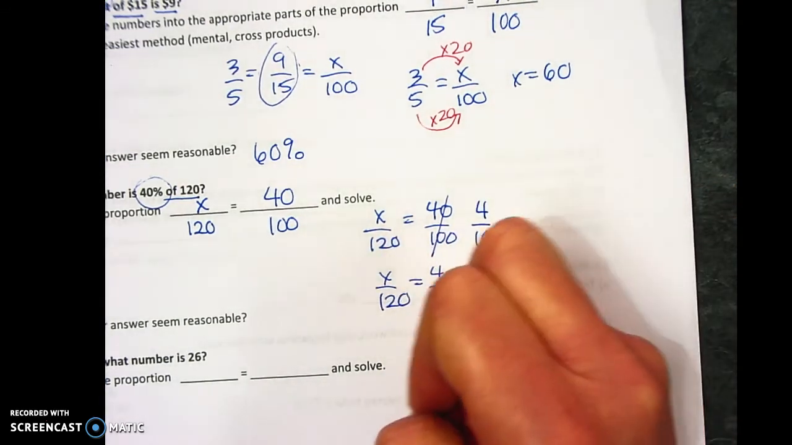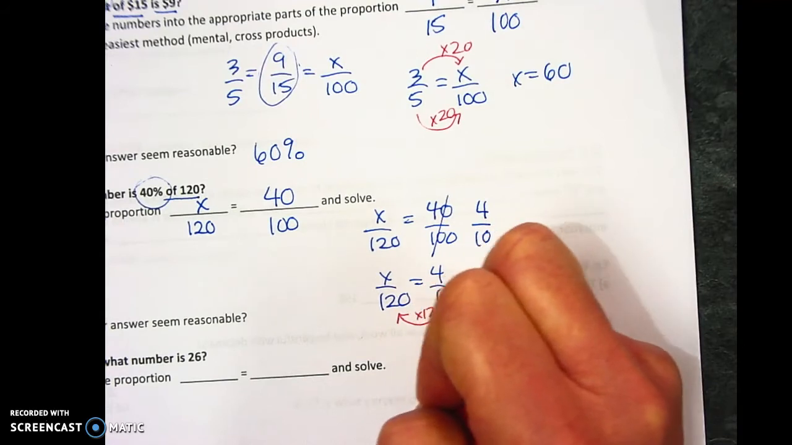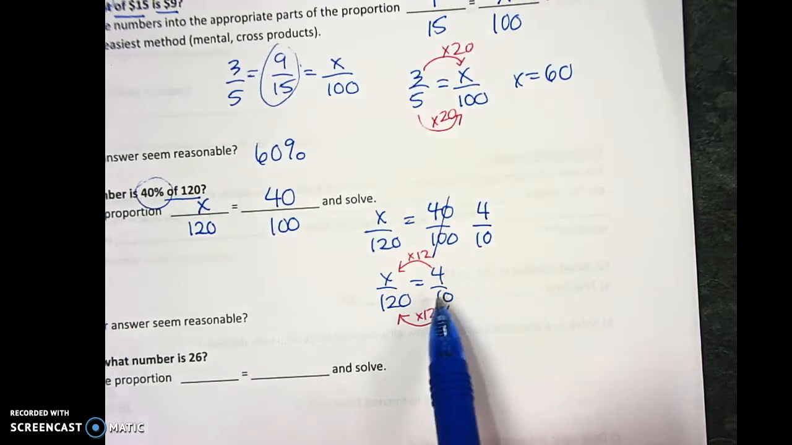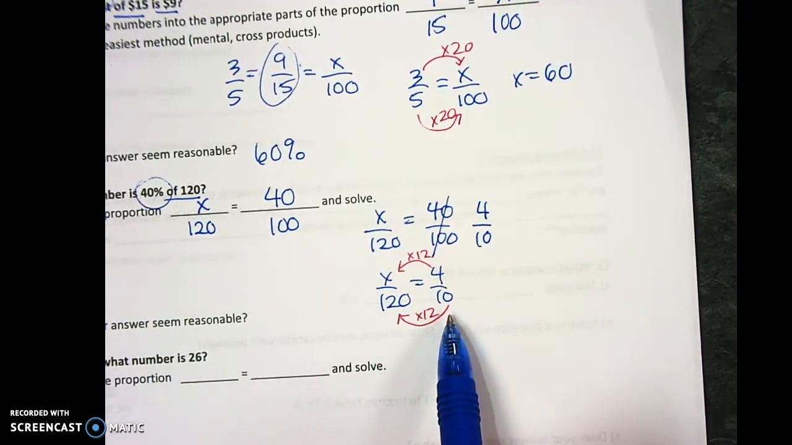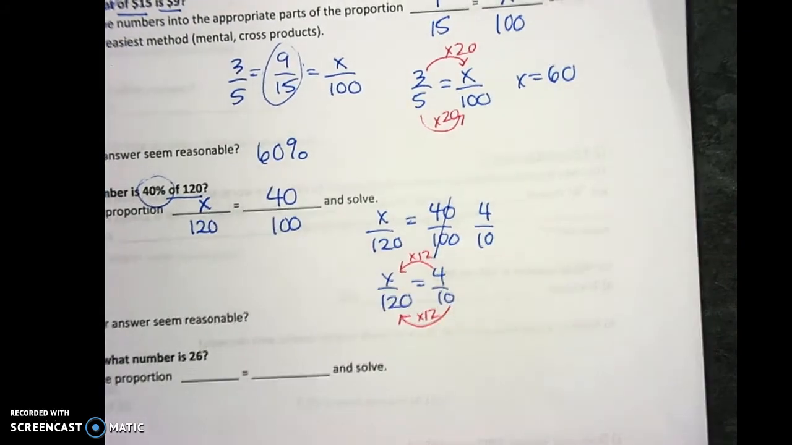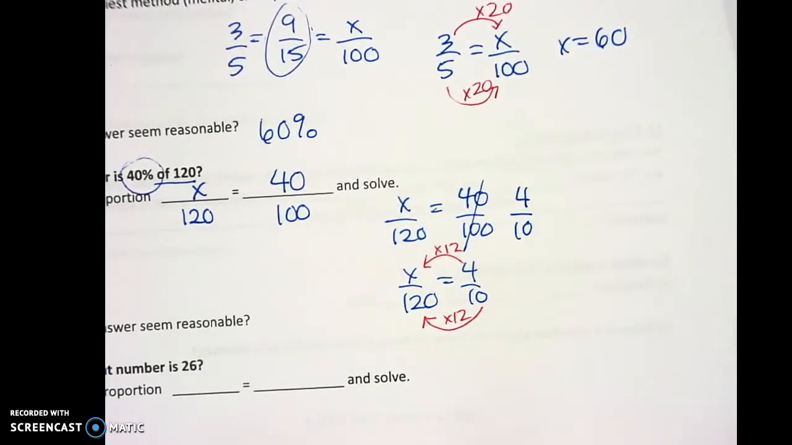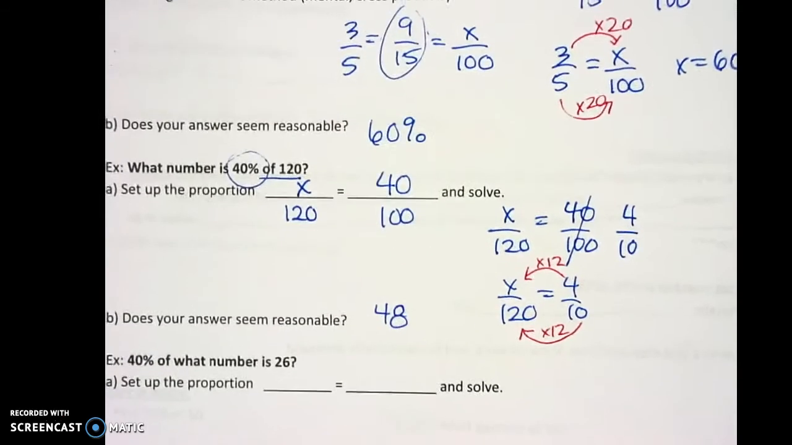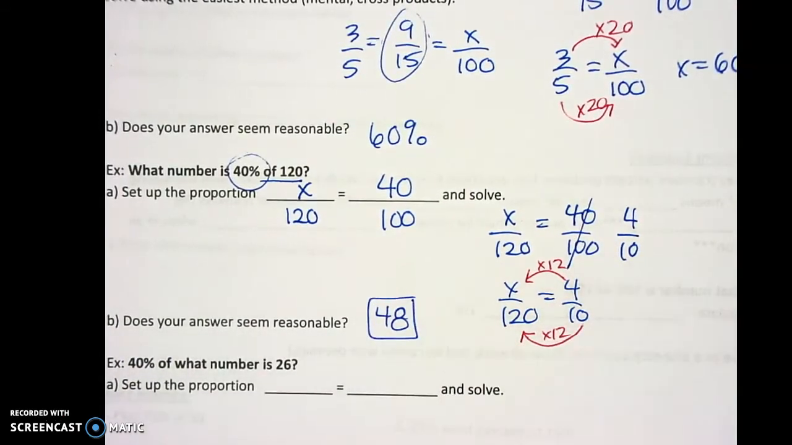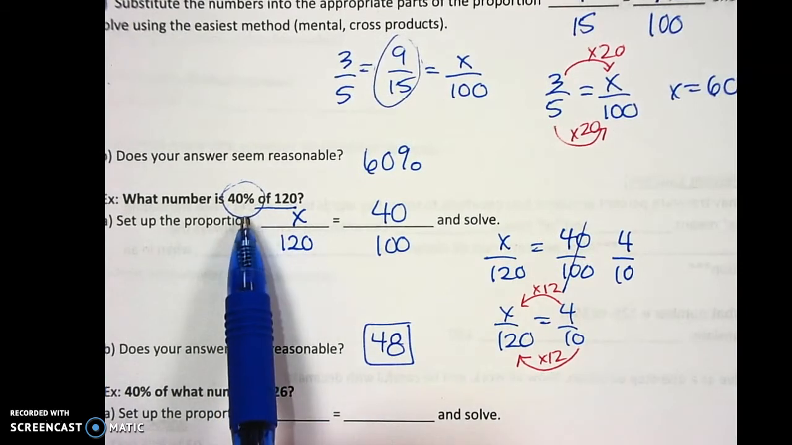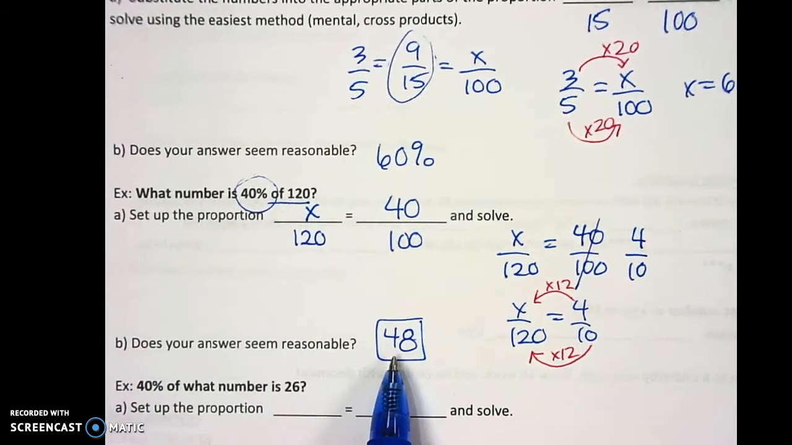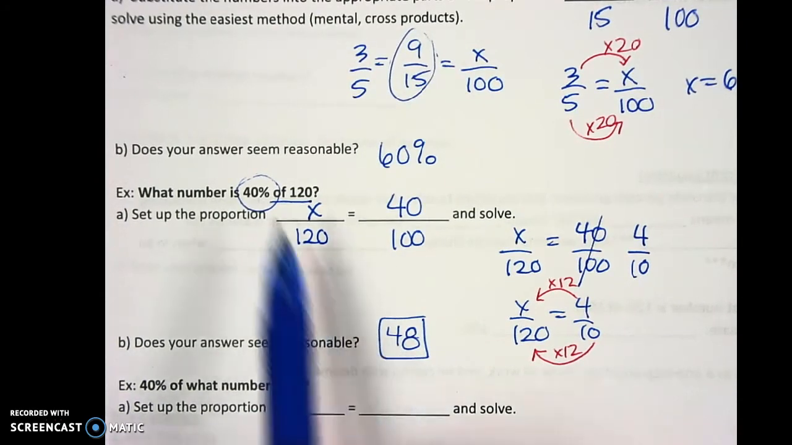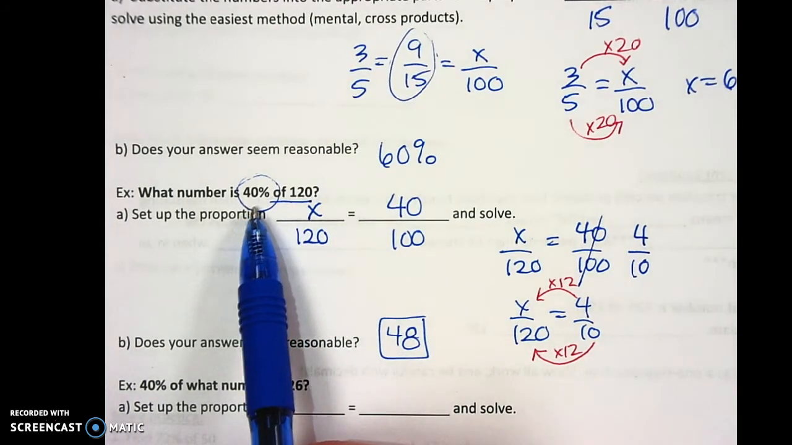How do I get from 10 to 120? I multiply by 12. Do the same in the numerator. A reminder that this always needs to be a relationship of multiplication or division, never addition or subtraction. So 4 times 12 is 48. Let me go back to the question and see if my answer seems reasonable. So what number is 40% of 120? 48. Sounds about right. Another way to check again is to say, well, what would 50%, half of 120 be?